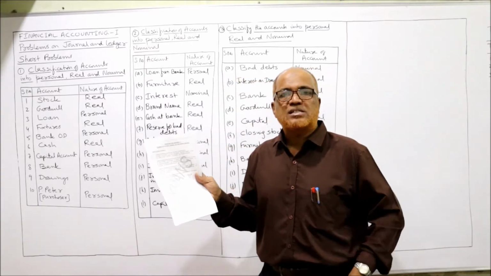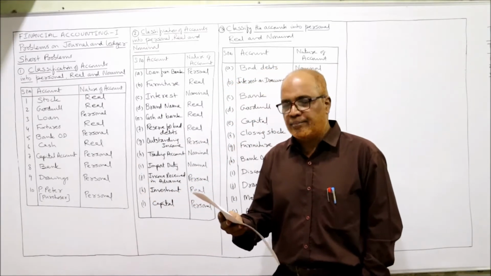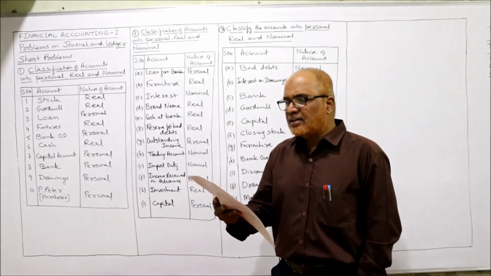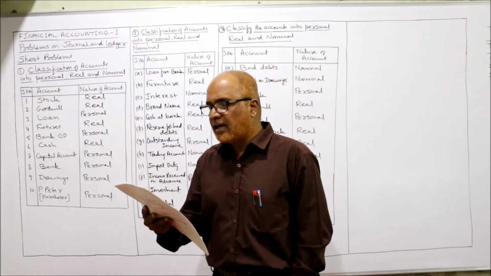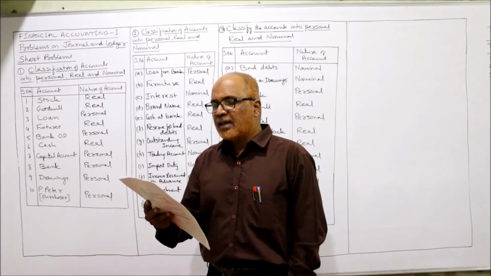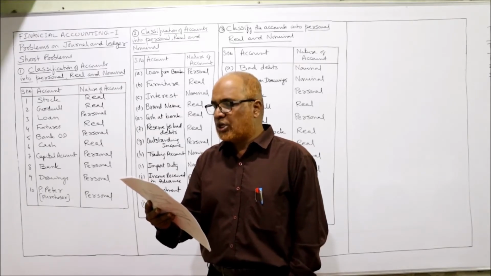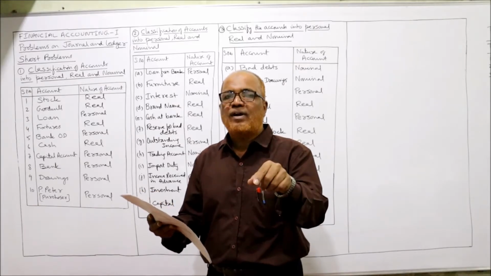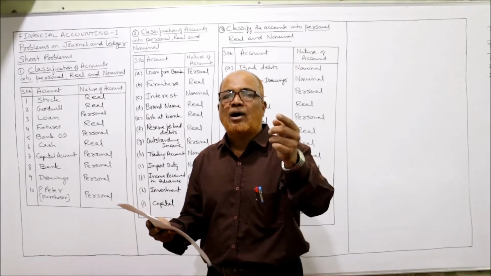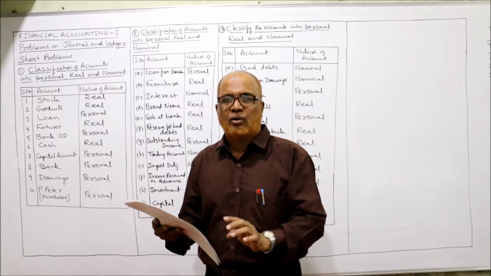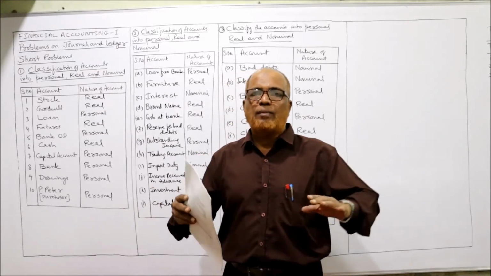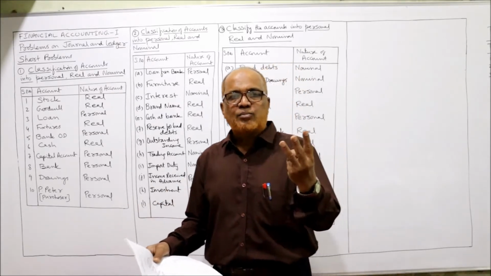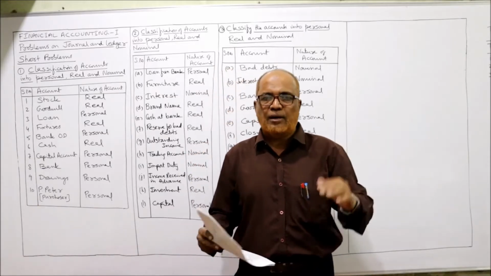See the very first problem on journal. Classify the following under personal, real and nominal accounts. So we are given A, B, C, D, E, F up to J. The different accounts are given. Now we have to classify which account is a personal account, which is a real account, which is a nominal account. Before starting the problem, I'll explain that three types of accounts are there: personal, real, nominal.